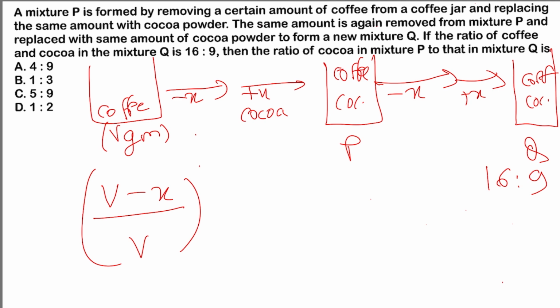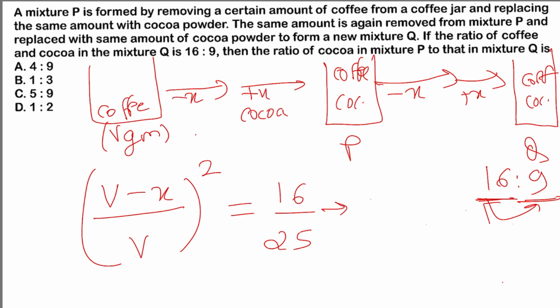So (V minus X upon V) the whole raised to 2 will be the fraction of the pure substance left after two dilutions or two such transactions. And we can see very closely here the ratio of coffee to cocoa is 16:9. So the fraction of coffee out of the total mixture in Q will be 16 out of 25, because the mixture contains coffee and cocoa in the ratio 16:9, so the total mixture is worth 16 plus 9, that's 25.